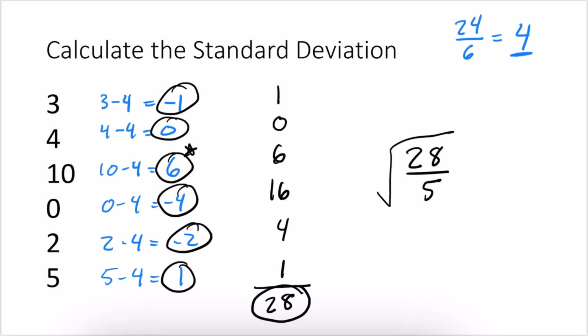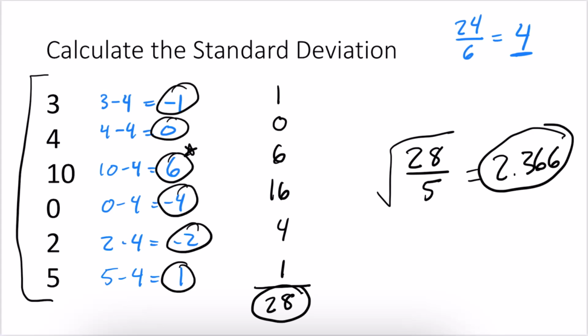So if I do 28 divided by 5, and then I square root that, what that gives me is the number 2.366, and the decimal keeps going, but that's good enough. And so this number is the standard deviation for this data set. And in our later videos, we'll talk about when we use the standard deviation and why it's useful. But for right now, we can just know that this number describes how spread out this data set is.